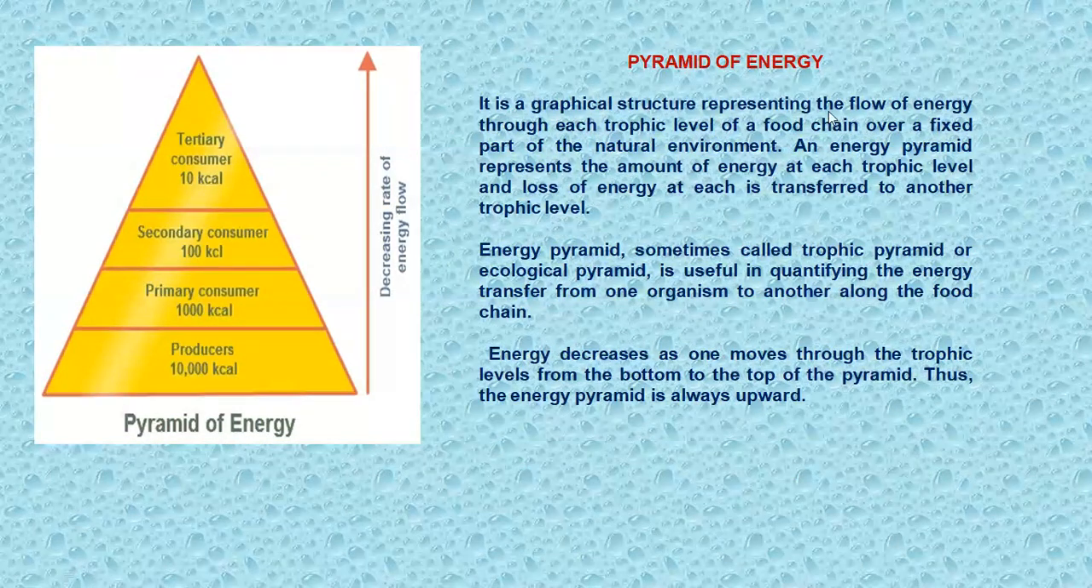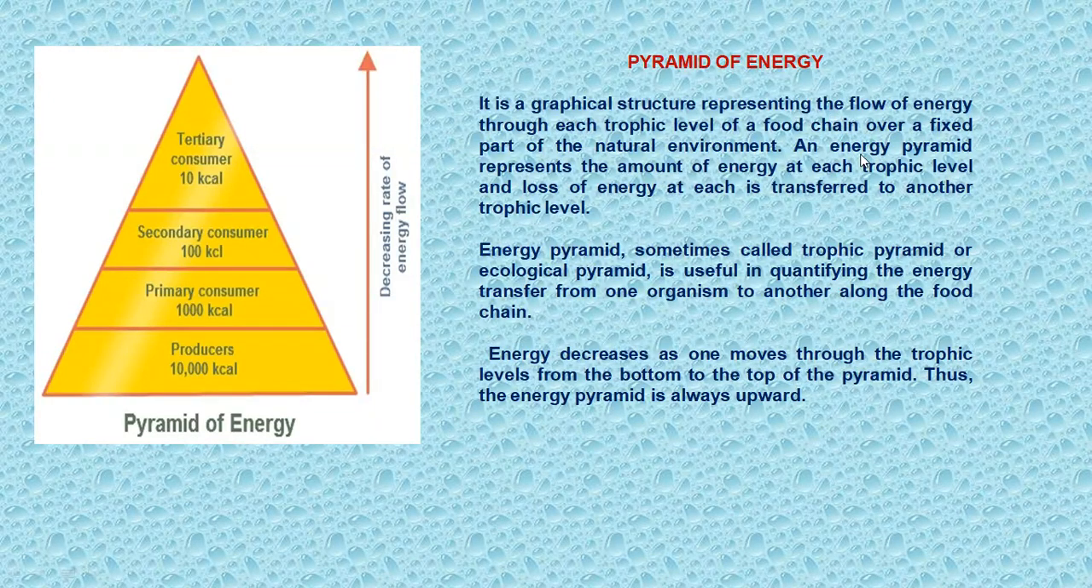It is a graphical structure representing the flow of energy through each trophic level of a food chain over a fixed part of the natural environment. An energy pyramid represents the amount of energy at each trophic level, and the loss of energy as it is transferred to another trophic level. Energy pyramid, sometimes called trophic pyramid or ecological pyramid, is useful in quantifying the energy transfer from one organism to another along the food chain.